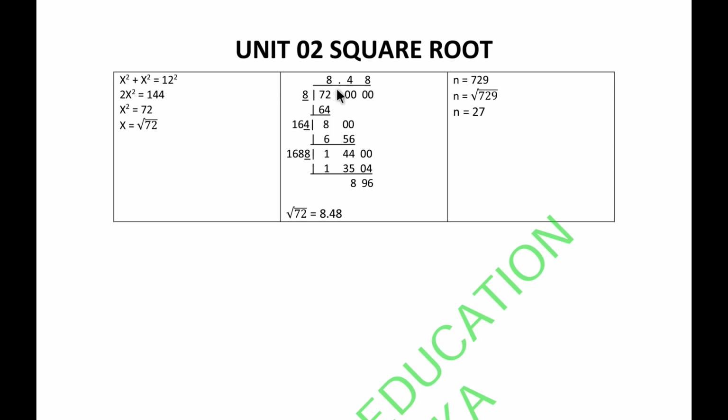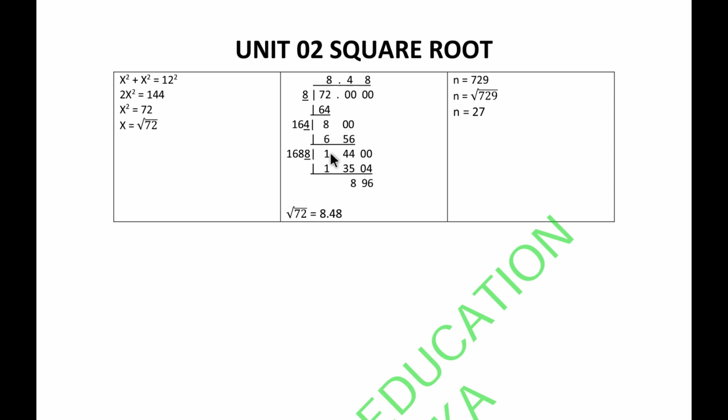So this is how I calculate the root 72 value. The closest square number for 72 is 64, which makes 8. 8 times 8, 64. Then what you should do is subtract, it's 8, and bring these two zeros down. 8 times 2 is 16. Put a blank and repeat the same number here, a suitable one. So 4 times 164 makes 656, which is closer to and lower than 800.